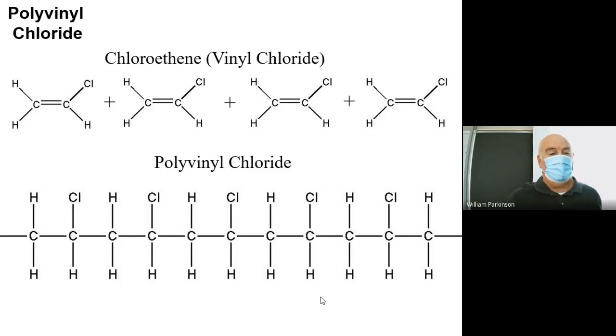Now I've drawn it so that the Cls are all above the carbon chain. I seriously doubt that's the case. I would say they probably alternate. Why? Because of their size. The chlorines that are attached on there are pretty big. So probably more correctly, there'd be a Cl pointing up, then one pointing down, then one pointing up, then one pointing down.